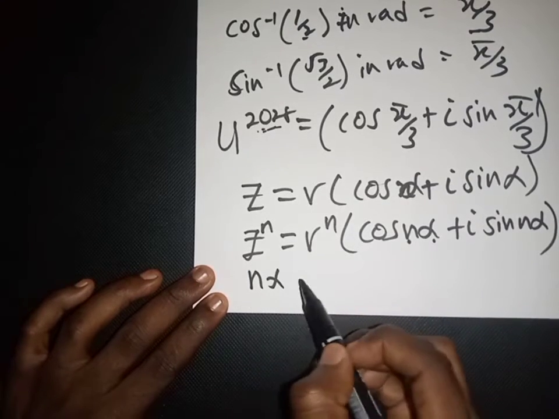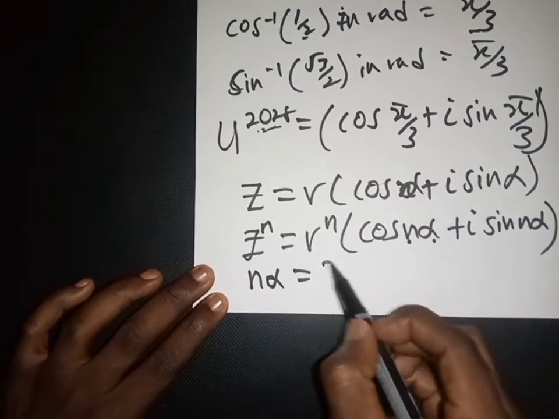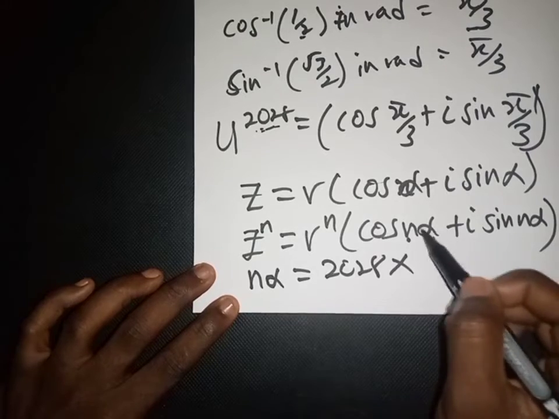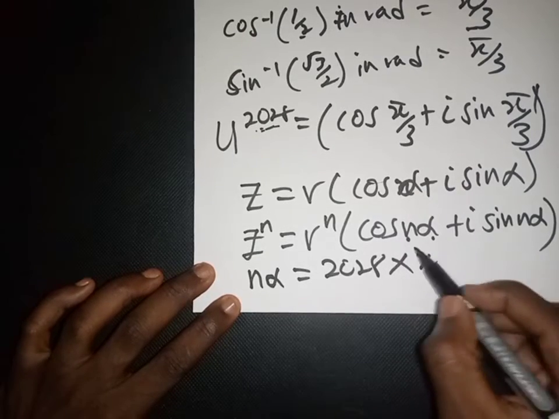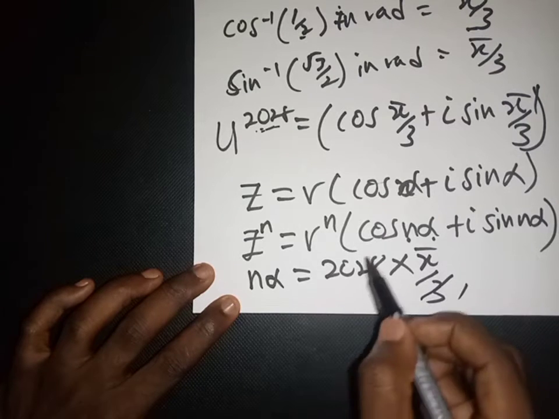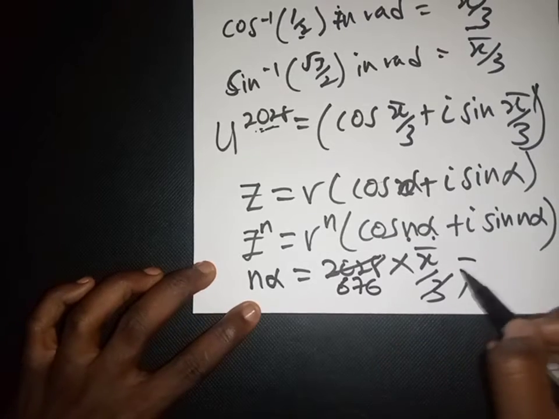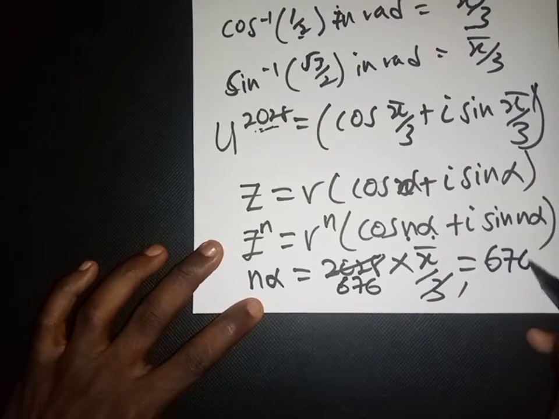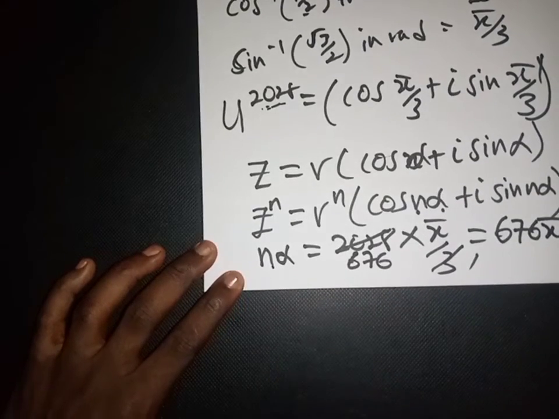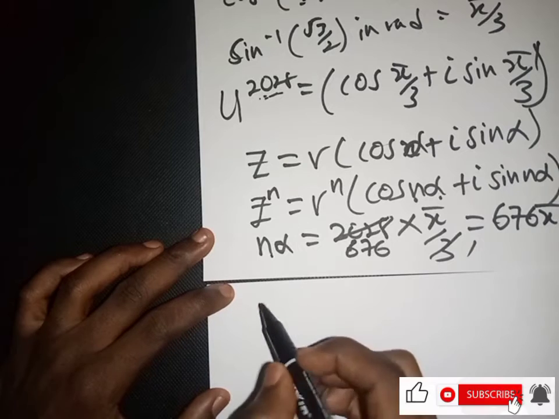So our n in this case is just 2028, and our alpha in this case is just pi over 3, right? So 2028 multiplied by pi over 3, 3 goes into itself, 1 goes here, we have 676. So in this case we have 676 pi, that will be n alpha, right? Now since we have everything intact, we can go ahead and solve.